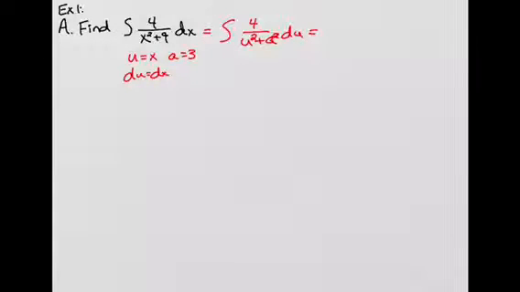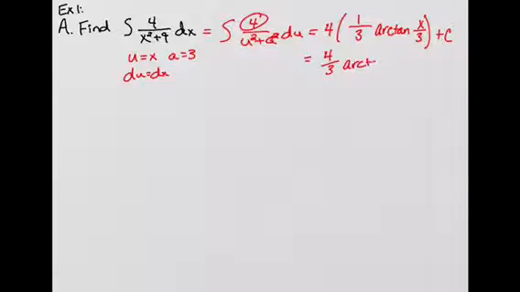So if you remember, this is your arctangent function with this 4 as a constant. So I'm going to leave the 4 out front, and I take that times my 1 over a, which is 3, arctangent of u over a, so it would be x over 3. And then we have plus c. So if I multiply that together, that gives me a 4/3 arctangent of x over 3 plus c.